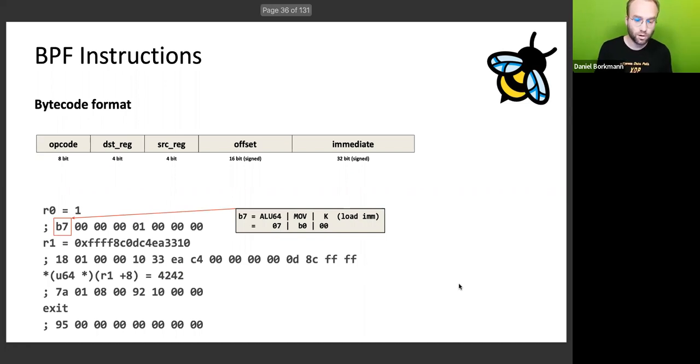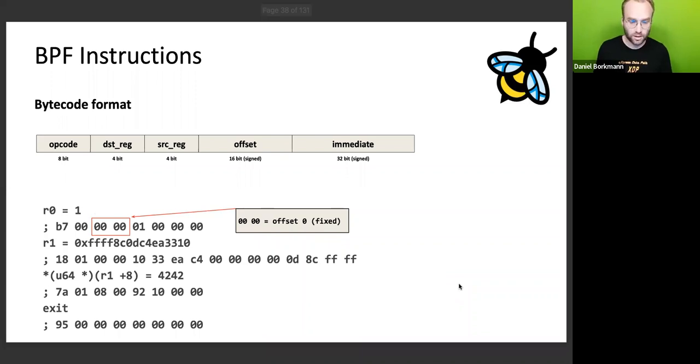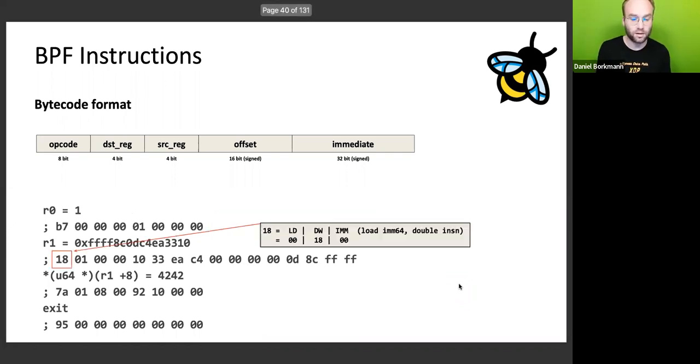You can see the opcode is in this case B7. It's a 64-bit instruction. It's a move, and it loads this from an immediate value. You can see the destination in this case is R0, the register 0, and the source is fixed because we're not in a register-based operation, but rather an immediate-based one. The offset is fixed, so that must be fixed in this case, and the immediate value is 1, and you can see that's encoded in little endian.